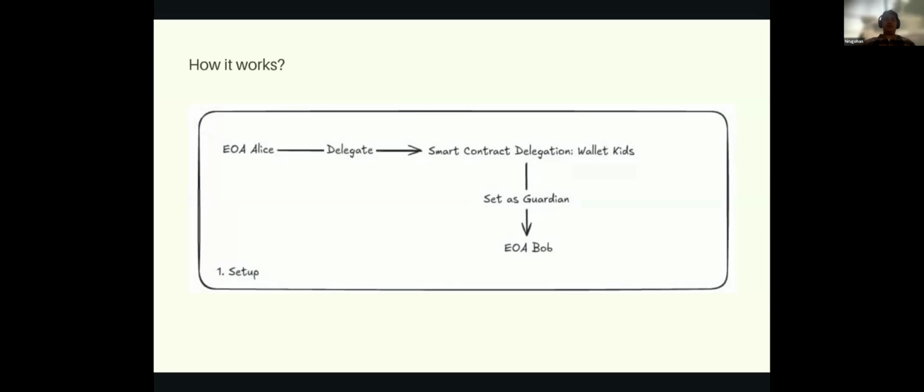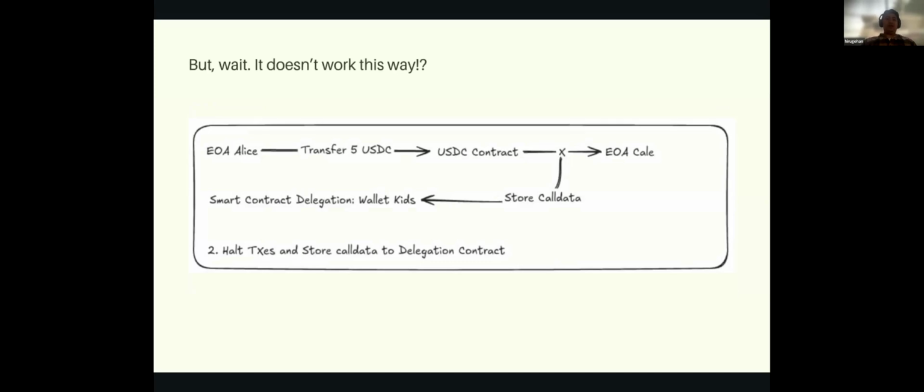So how does it work? First of all, the EOA, we call the kid Alice. Alice delegates her EOA to the smart contract delegation, which we call Wallet Kids. After the delegation, we also set the guardian, which is the parent. Currently we are using only one guardian, Bob. But wait, it doesn't work this way. After trial and error, I discovered that this is not possible, at least right now.